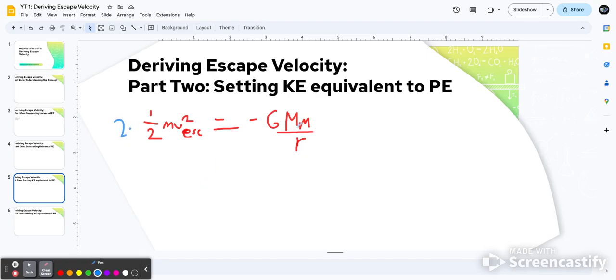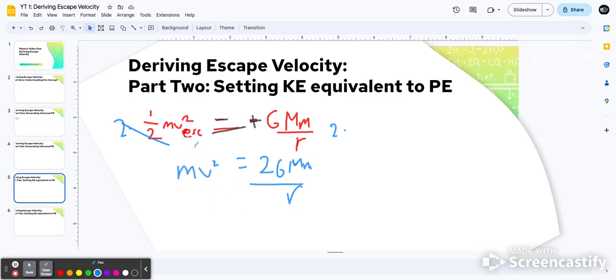We're going to multiply both sides by 2. Sorry, I made a mistake here. You're supposed to set both of these things equivalent to 0, so this is not supposed to be negative anymore. This is actually positive. So 1/2 mv squared escape equals GMM over R. Multiplying both sides by 2, this cancels out, and you get mv squared equals 2GMM over R.